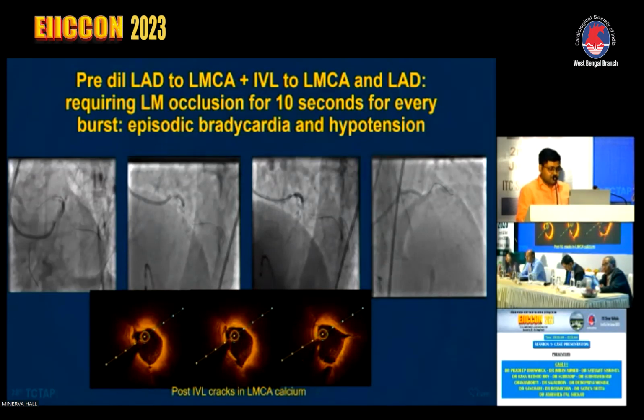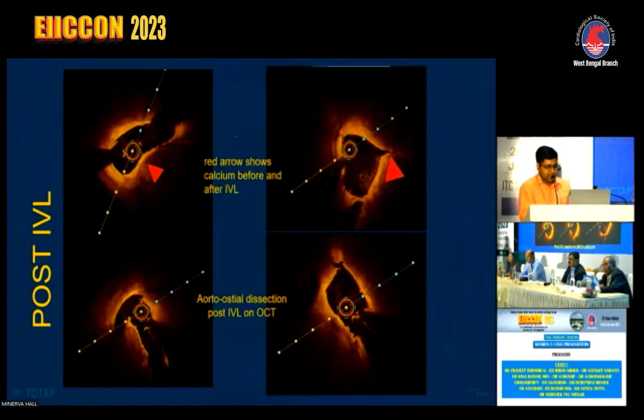And post IVL, we did an OCT run, which clearly showed cracks in the calcium, which can be appreciated here. This was one of the cracks here. Here also you can appreciate that, and this one in the nodule. But along with that, we have a problem as well. There was an aorto-ostial dissection here. And you can see this is the nodule and there is a clear crack in the nodule.